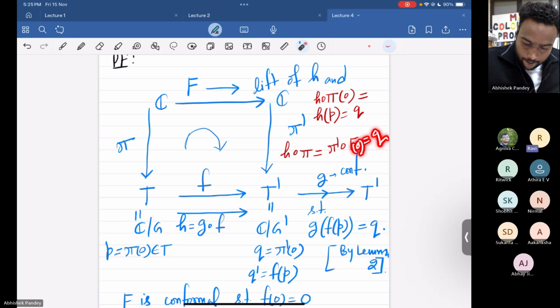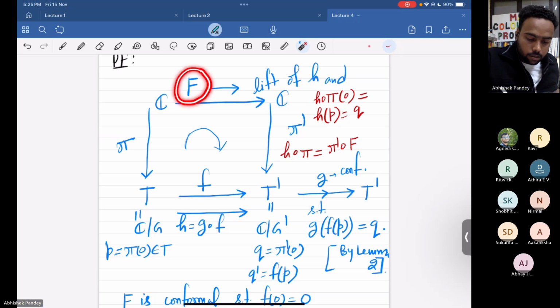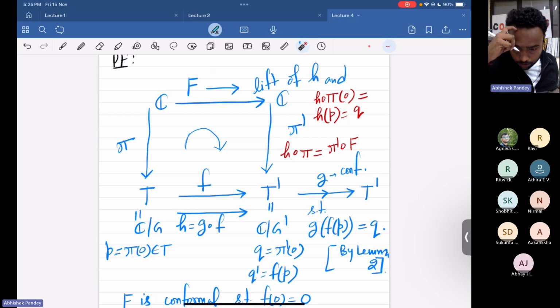I'm saying pi is not bijective, right? It can happen that there is some other point. You are saying that f of 0 can be any other thing that goes to q under pi dash. Yeah. Like, if this lifting is unique, and we normalize it with f of 0 equals 0.